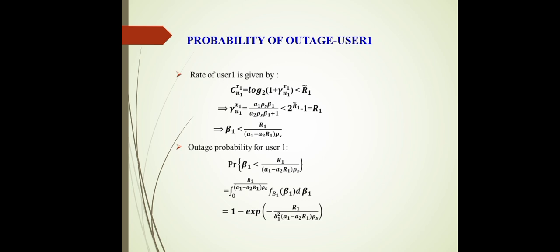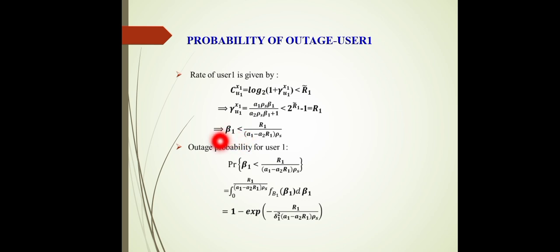The rate of user 1 is given by the Shannon equation. C of U1 for decoding the x1 signal will be log base 2 of 1 plus gamma of the x1 signal at U1, which must be less than R1 cap. So gamma of x1 at user 1 will be A1 rho s beta 1 upon A2 rho s beta 1 plus 1. It must be less than 2 to the power R1 cap minus 1, which is equal to R1. So beta 1 must be less than R1 upon A1 minus A2 R1 into rho s.